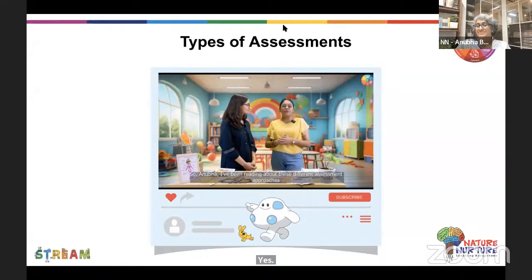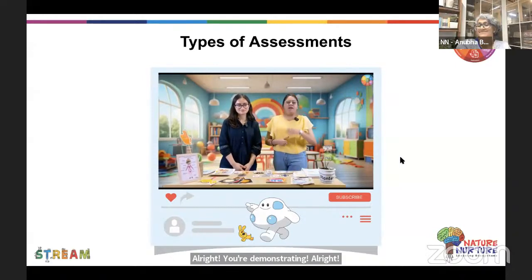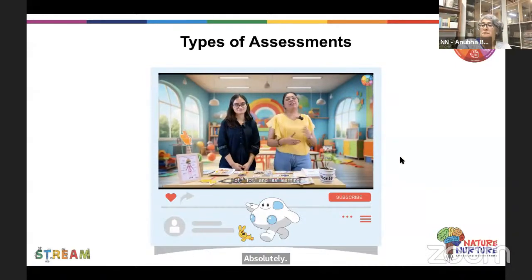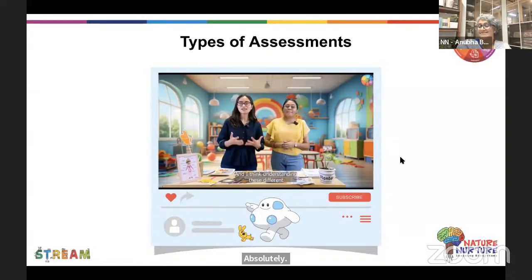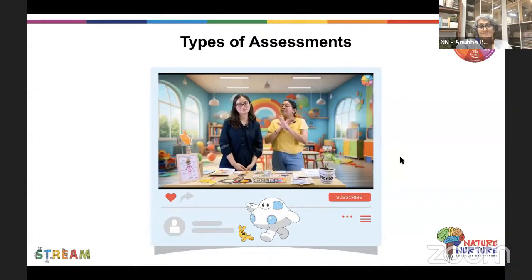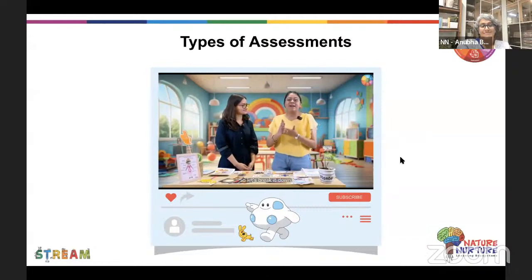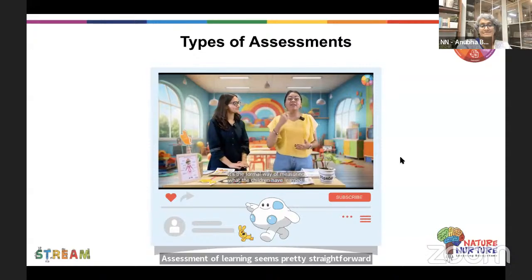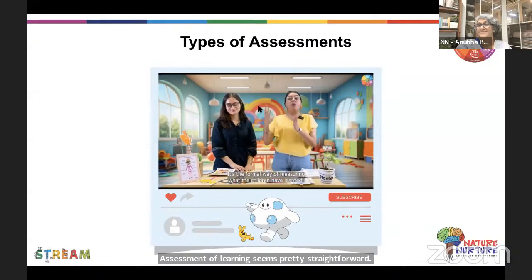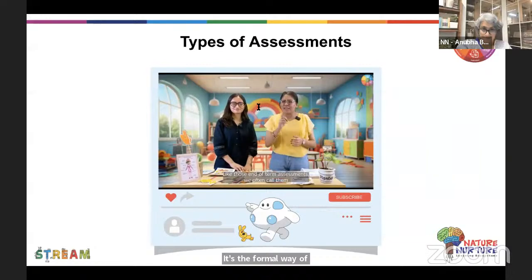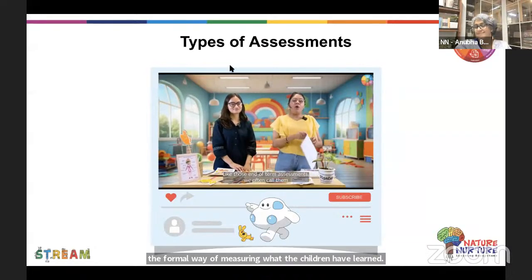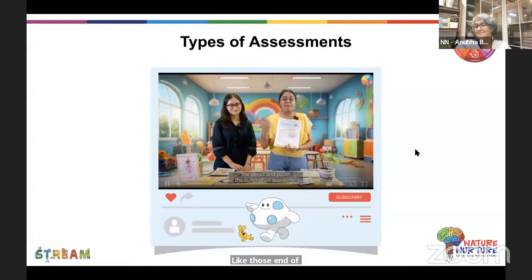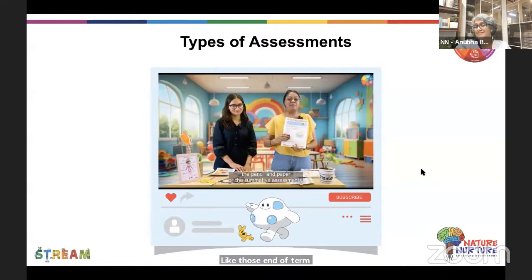About these different approaches to assessment of, for, and as learning. And it's quite interesting. Yes, Shreya. And I think understanding these different aspects can transform how we assess our young learners. Absolutely. So let's break it down. Assessment of learning seems pretty straightforward. It's the formal way of measuring what the children have learned. Like those end of term assessments, we often call them the pencil and paper or the summative assessments.